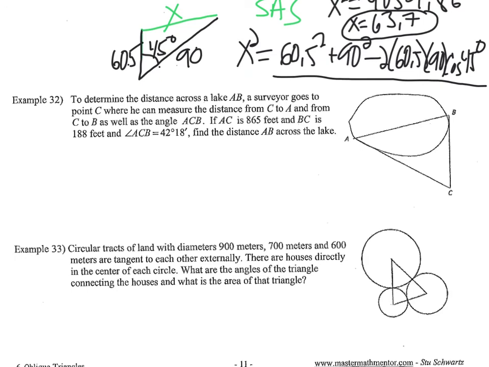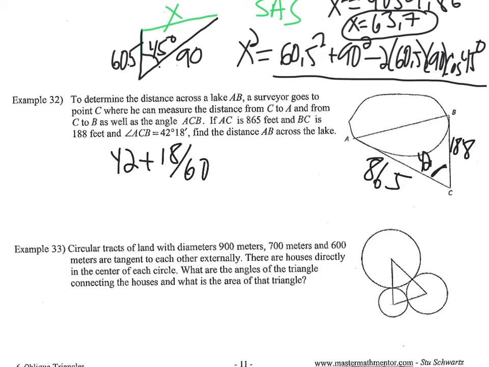Okay, what do we got going on here? Let's see. We've got the distance from A to C is what? 865. And BC is 188. And we know this angle is, let's see, 42 plus 18 divided by 60. Remember, we got to change the minutes into degrees. So 42 plus 18 divided by 60, 42.3 degrees.